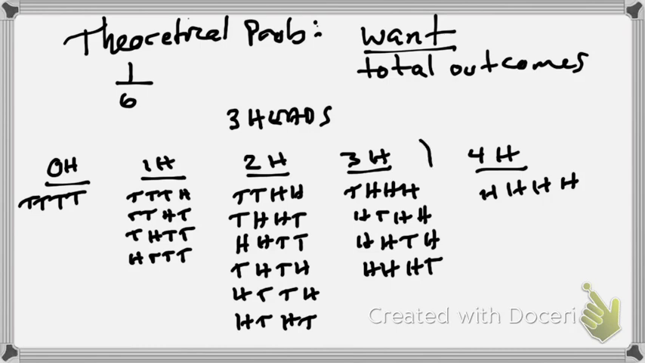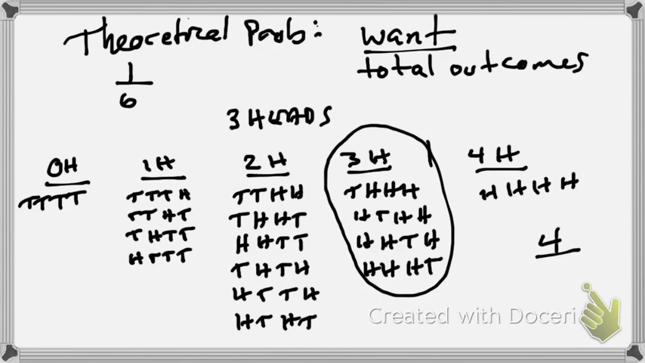But when I look at this, how many ways are there to flip exactly 3 heads? There's 4, right? So there's exactly 4 ways for that to happen. How many total outcomes? There's 1, 4, 6, 4, and 1. So 1 plus 4 plus 6 plus 4 plus 1 is 16. And 4 over 16 simplifies down to 0.25, and 0.25 is the same thing as 25%. So the probability of flipping exactly 3 heads is 25%.